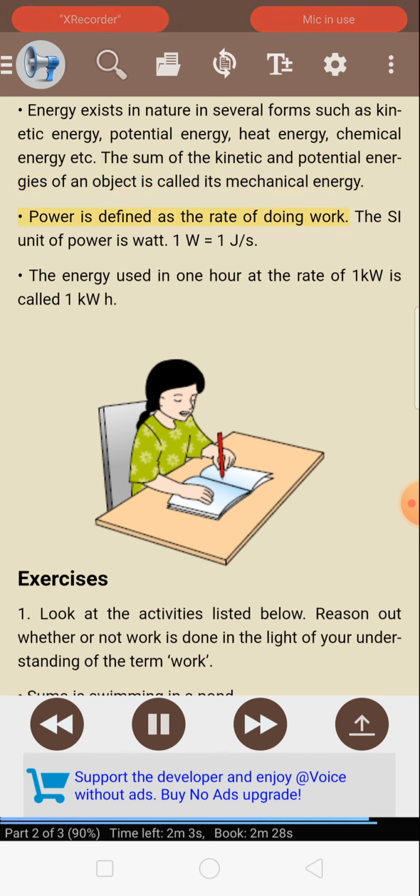Power is defined as the rate of doing work. The SI unit of power is watt. 1 W equals 1 J/s. The energy used in 1 hour at the rate of 1 kilowatt is called 1 kilowatt hour.